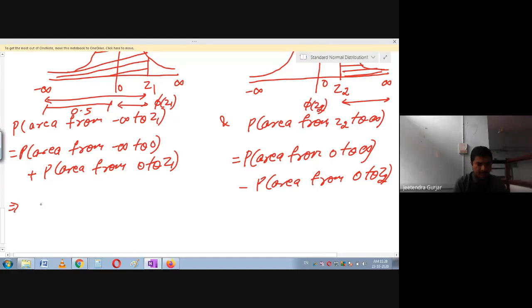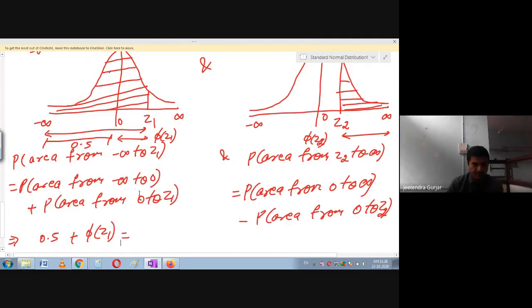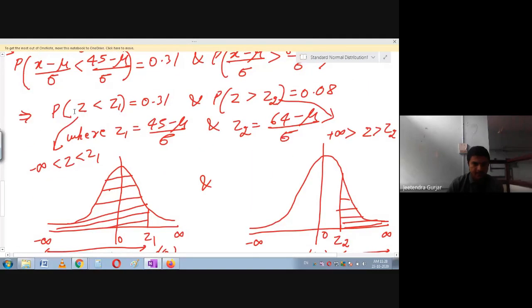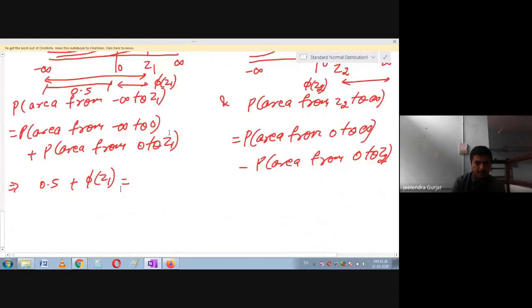You can see this is the area from minus infinity to 0. You should remember this is always 0.5 plus phi of z1. I will take the function phi of z1, which is given here: the probability of z less than z1 is 0.31. So I'll just substitute 0.31 here. I think this is clear.